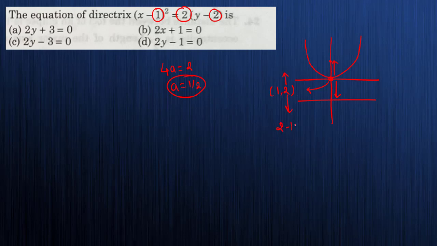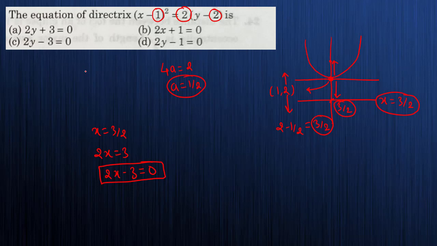So 2 minus 1/2 will give you 3/2. So this is the 3/2 line. So what is the equation of it? The directrix पूछ रहा है वो. So this is the y is equals to 3/2 line. So y is equals to 3/2. So you will have 2y is equals to 3, means what? 2y minus 3 is equals to 0. This is the equation of a directrix. Check which option is correct.